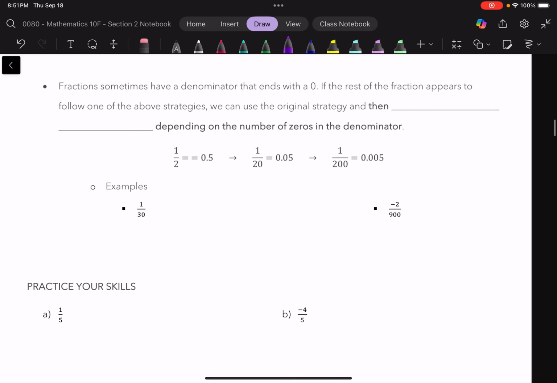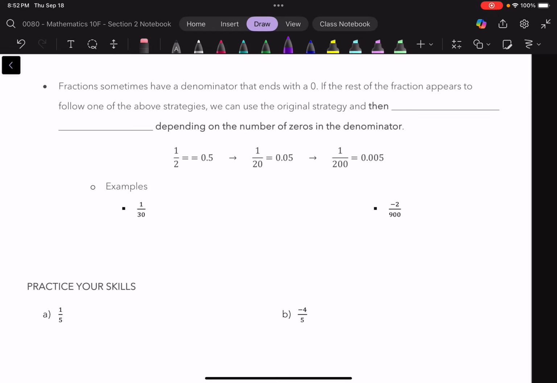Hello, grade nines. So we were so close to finishing off our conversions from fractions to decimals, but we just had one strategy left. Before we talk about the strategy, I want to talk to you just as a quick recap of what we've learned so far.